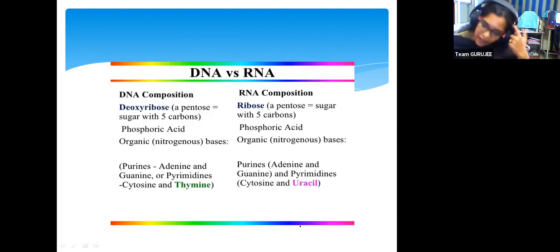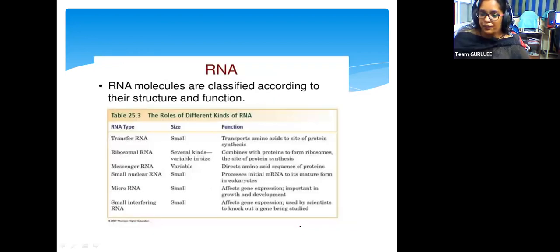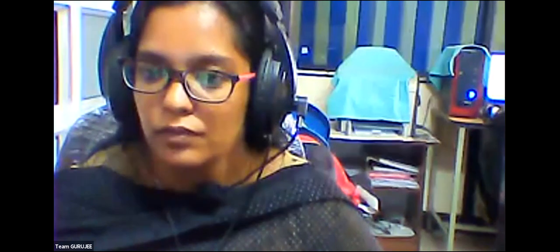So these are the differences between DNA and RNA. They have deoxyribose sugar and ribose sugar. In DNA, thymine is present and uracil is not present. And in RNA, uracil is present and thymine is not present. So can you understand?